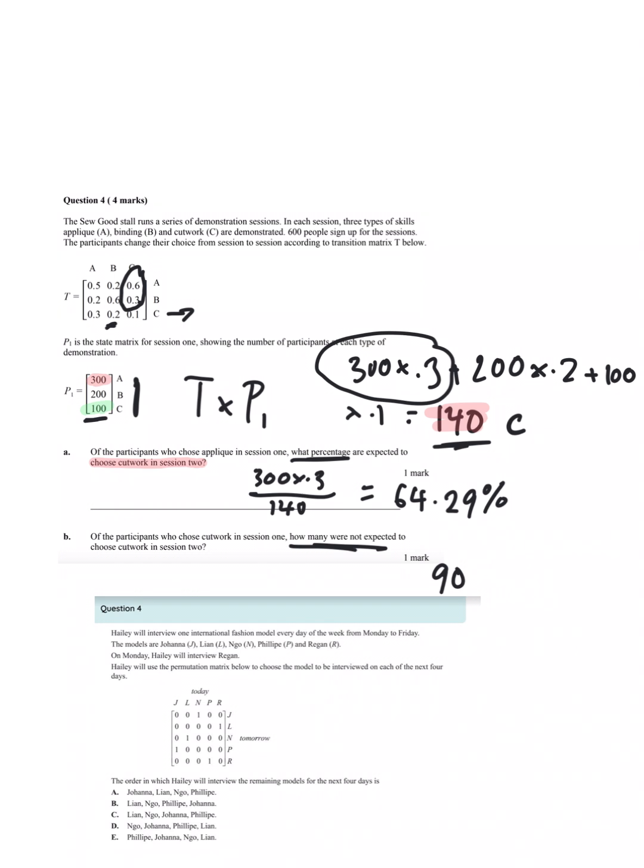Okay, so just doing that 100 times 0.6 plus the 100 times 0.3. I think the question was getting me as just like, I didn't read this. I was thinking about percentages. But yeah, 90 won't choose cut work in session 2.